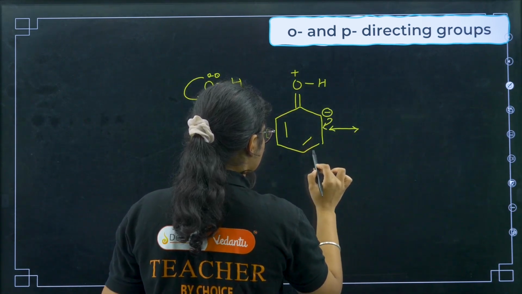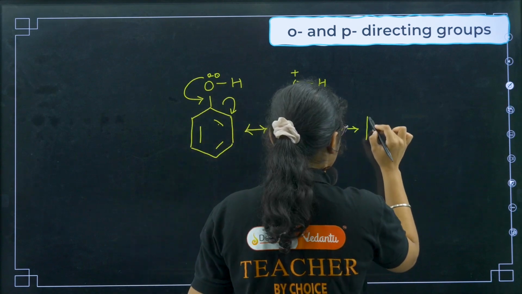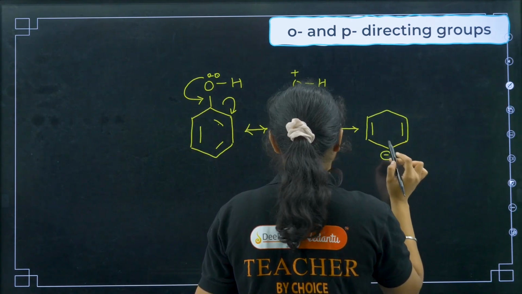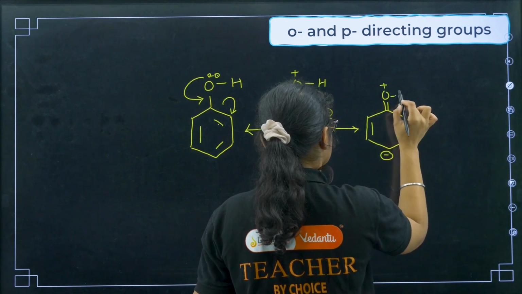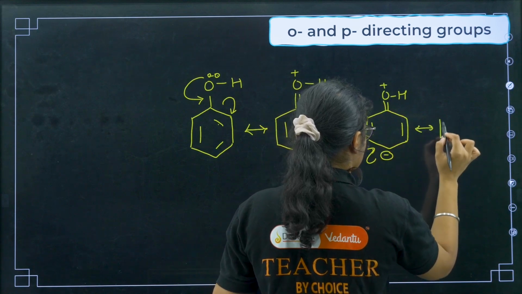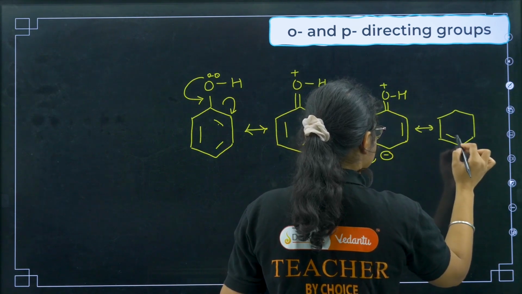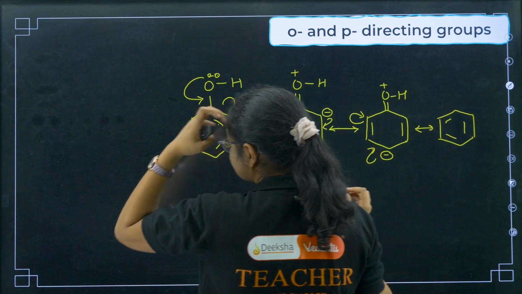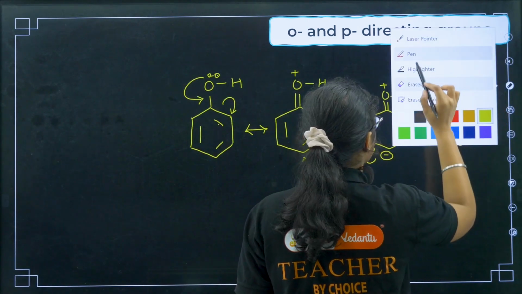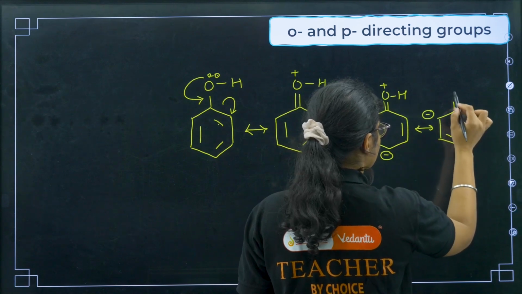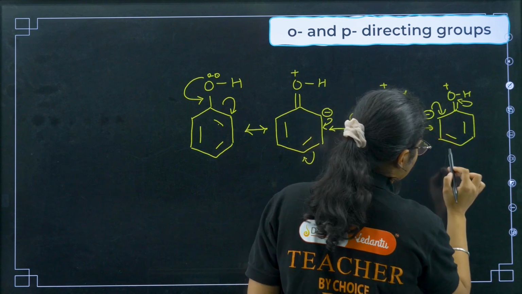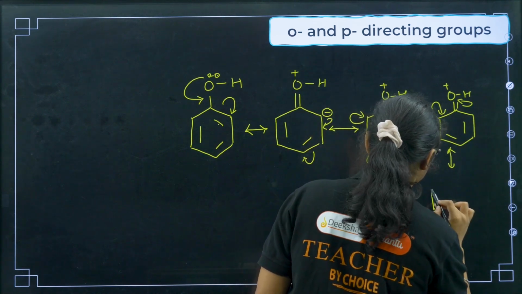Next, this will move here and this will move here. So I will get this negative charge here. Next I will get this one and this one. I will get a structure like this. This one will come here and we will get O plus and H. Next this one will come here and this one will come here, so we will get a structure like this.